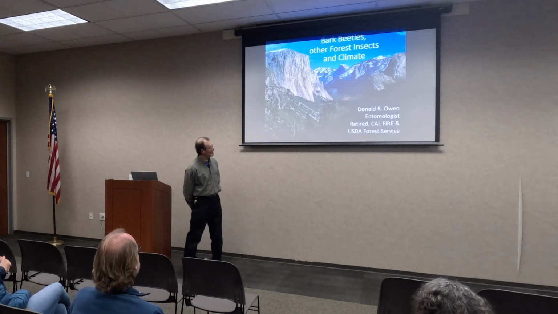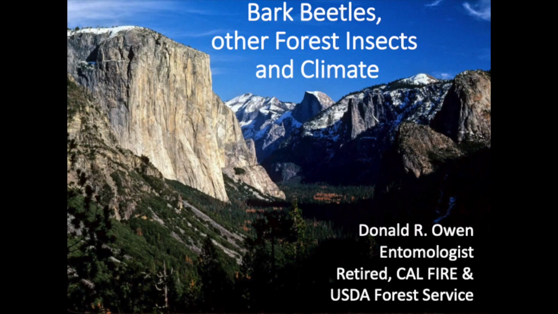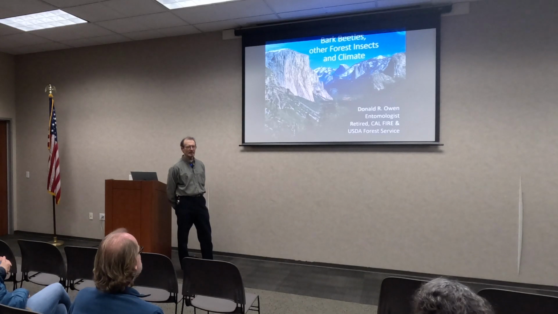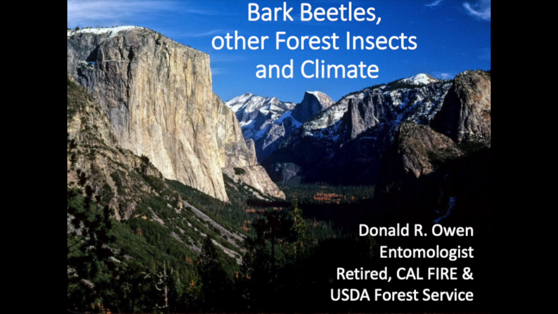This is a photo of Yosemite Valley. I think this was '78 or '79. There was a big drought just before that. This is sort of at the end of the drought. And there was a lot of bark beetle mortality in the valley at that time. And the valley is a pretty good place to see various pests, not just bark beetles.